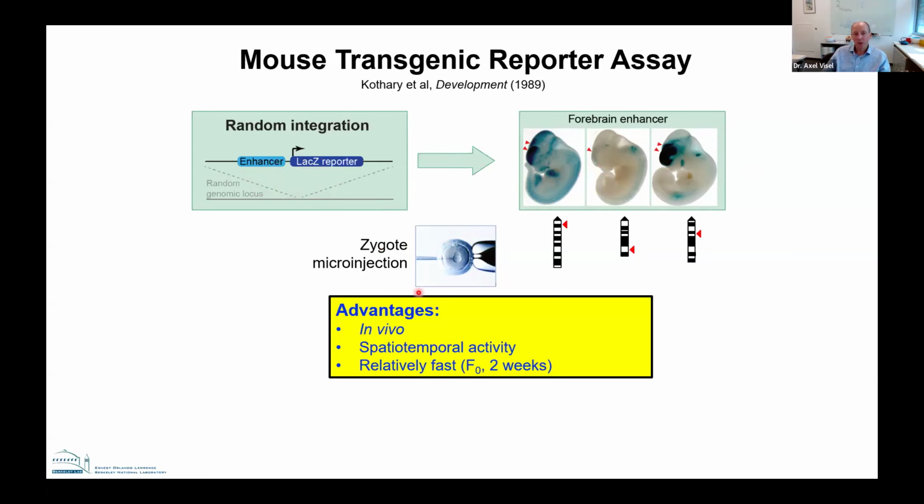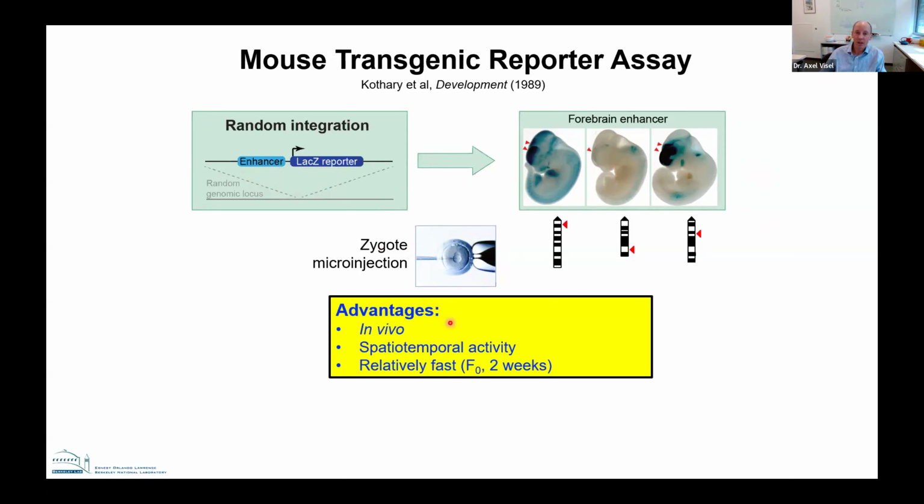And so there are some advantages to this, which is it's a true in vivo method. So it captures developmental complexity. It gives you true spatial and temporal activity patterns, and it's relatively fast from injection to result. If you look at an E11.5 mouse embryo, you get there in about 2 weeks.